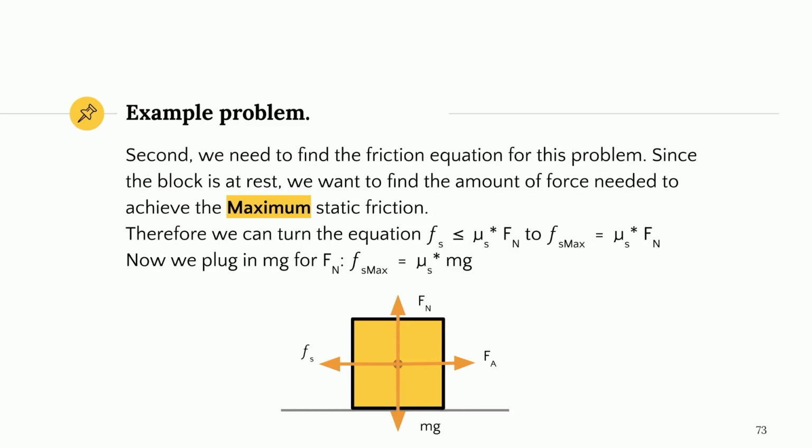Second, we need to find the friction equation for this problem. Since the block is at rest, we want to find the amount of force needed to achieve the maximum static friction. Therefore, we can turn the equation F_s is less than or equal to μs times F_n to F_s max is equal to μs times F_n. Therefore, now we plug in mg for F_n. F_s max equals μs times mg. I'll let you write that down.